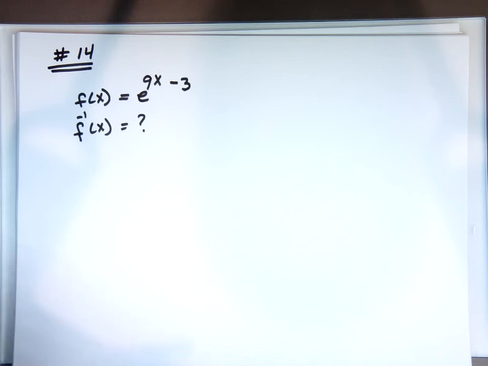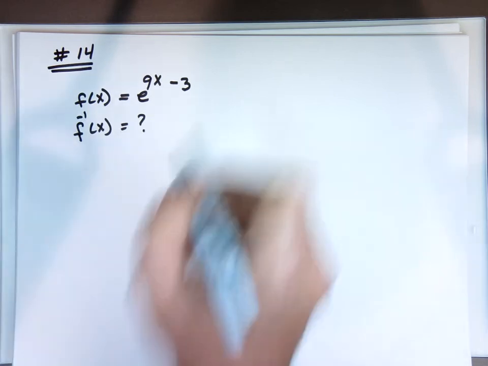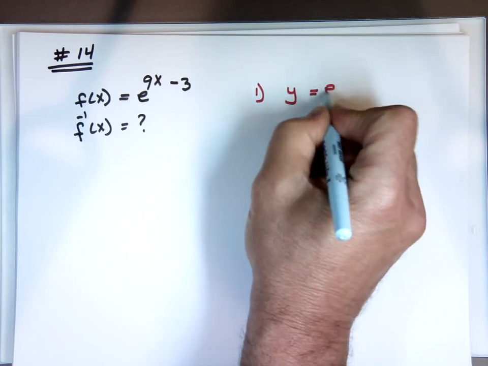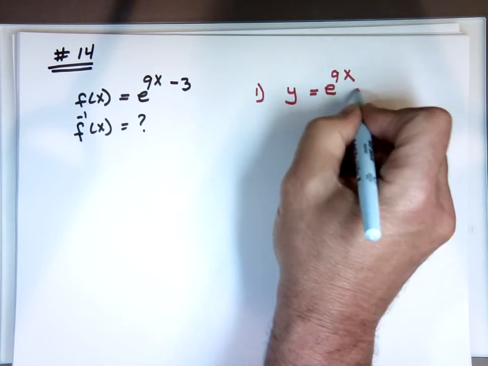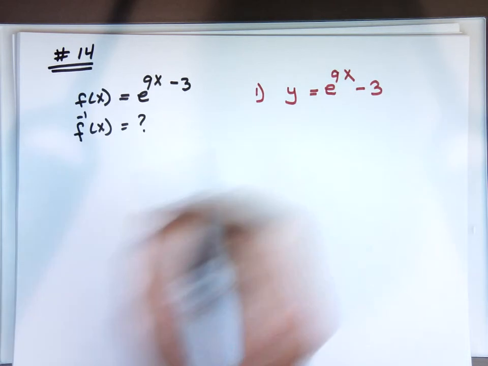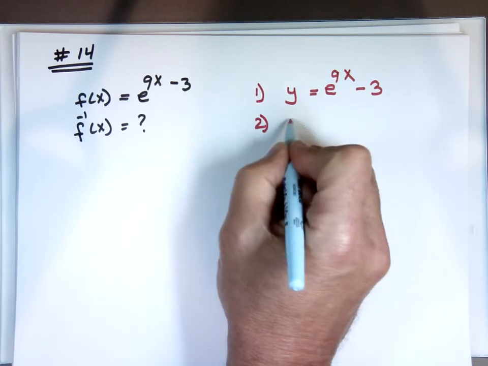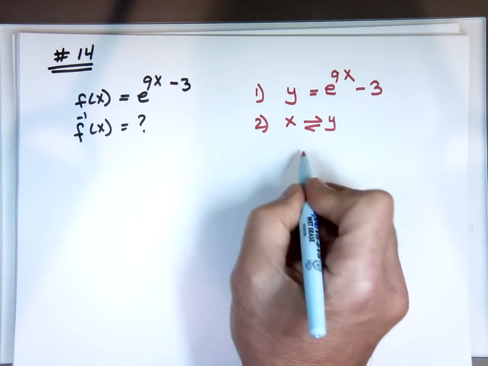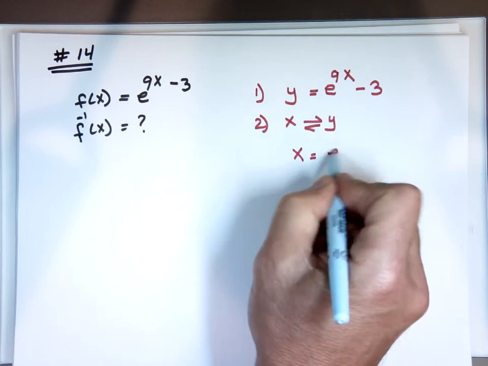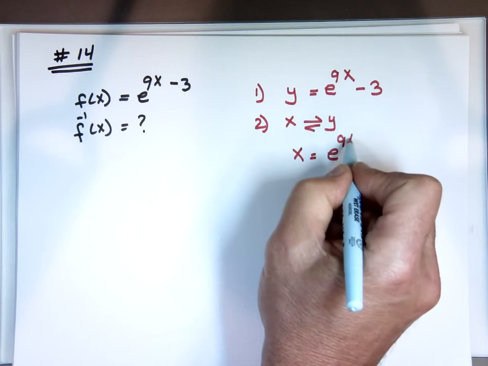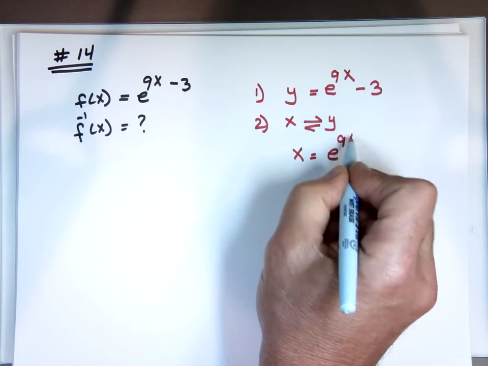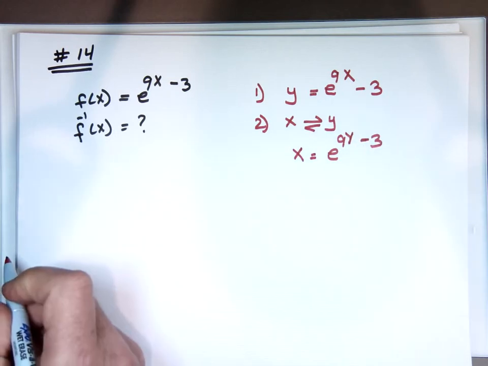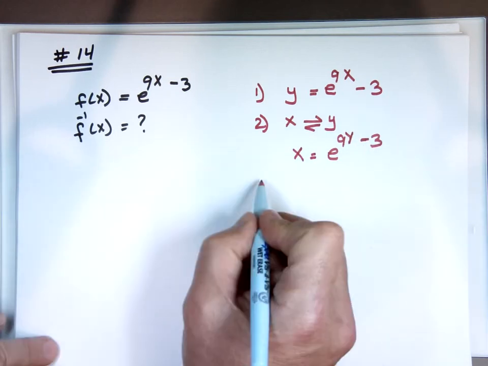Step number 1, replace f of x with y. Step number 2 is what? Interchange x and y. And step number 3 is solve for y.